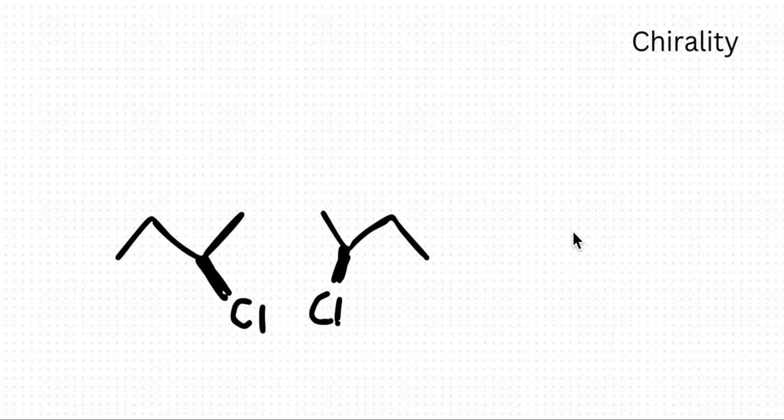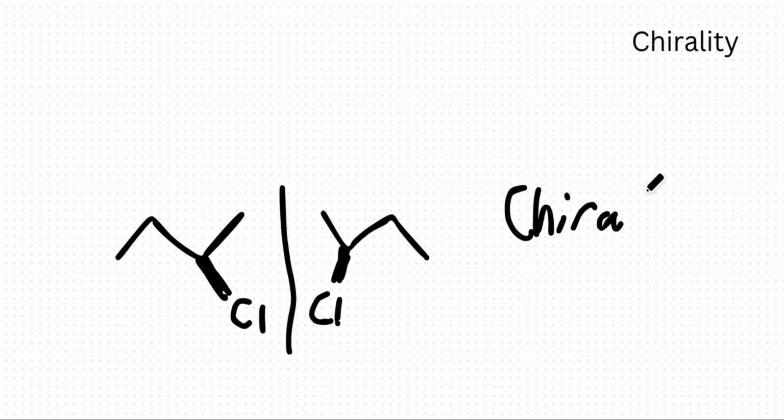These two compounds are mirror images of each other. As we can see, they are chiral. When two compounds are chiral, we call them enantiomers.